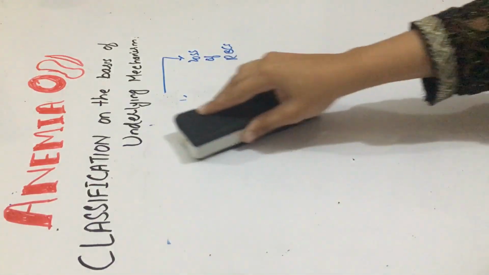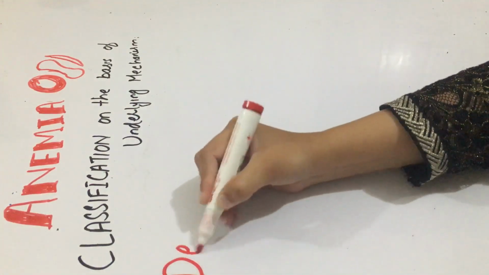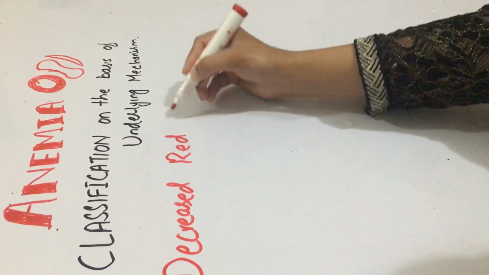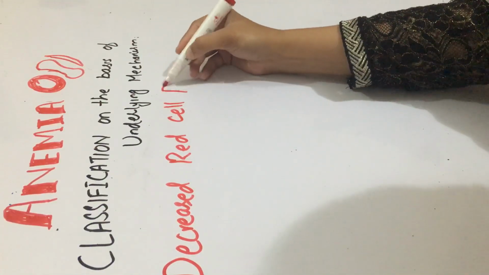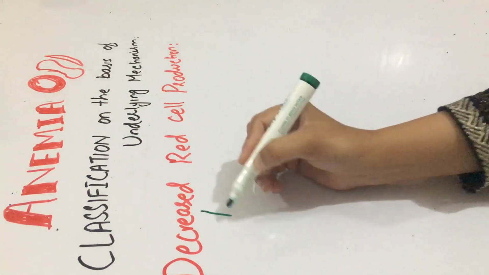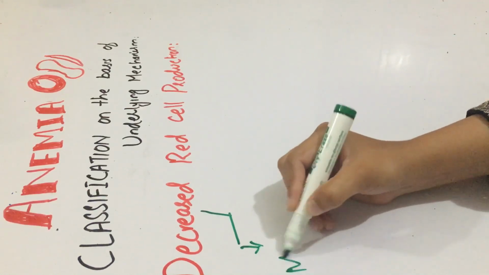We will discuss the various examples in which we will see that the RBCs are not normally being produced, that there is decreased red cell production. Now in decreased red cell production, the most important is malnutrition.